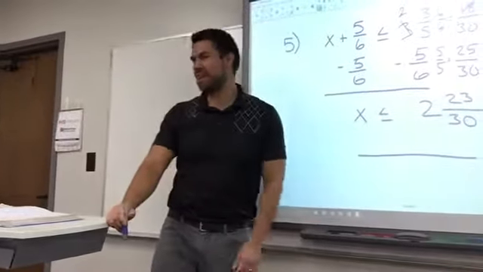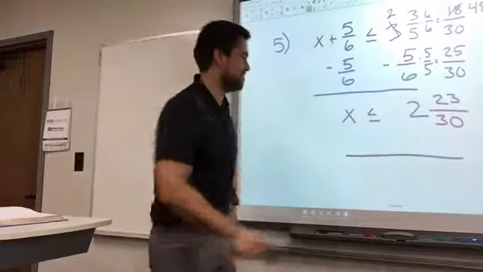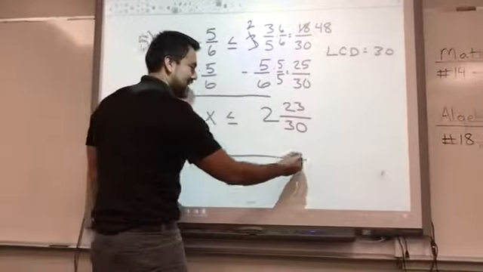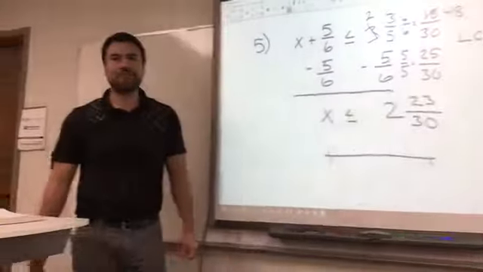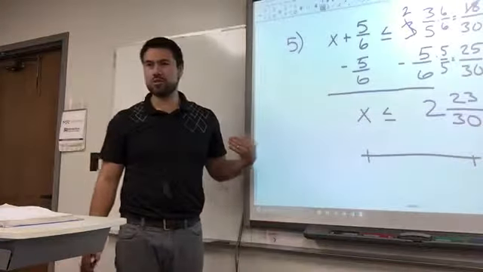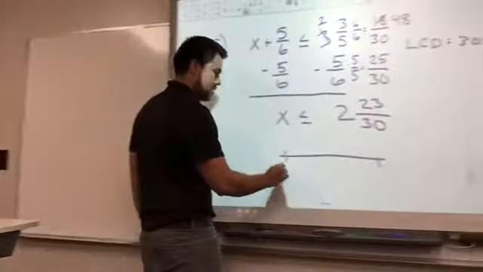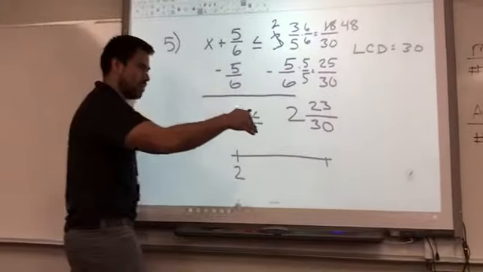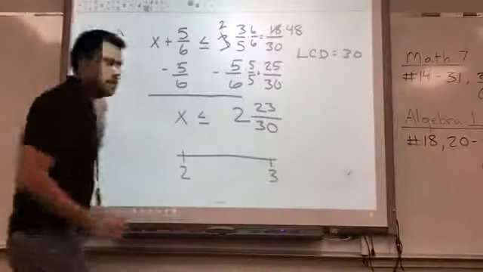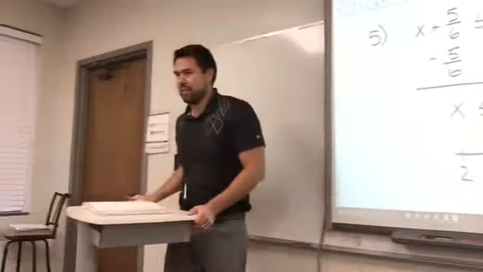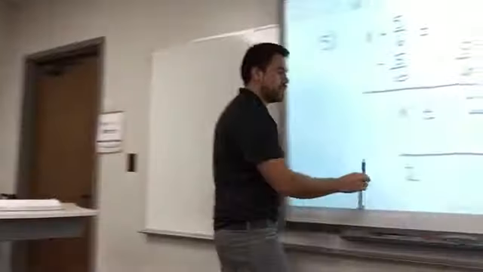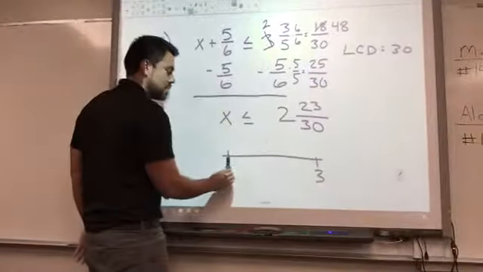I'm sorry, I thought it got taken care of. All right, somebody help me out with the graph. What's the integer right before 2 and 23/30ths? 2. What's the integer right after? 3. All right, 2 and 3. And then tell me when to stop. This one's a little bit tougher because it's more precise, but let's see how you do.